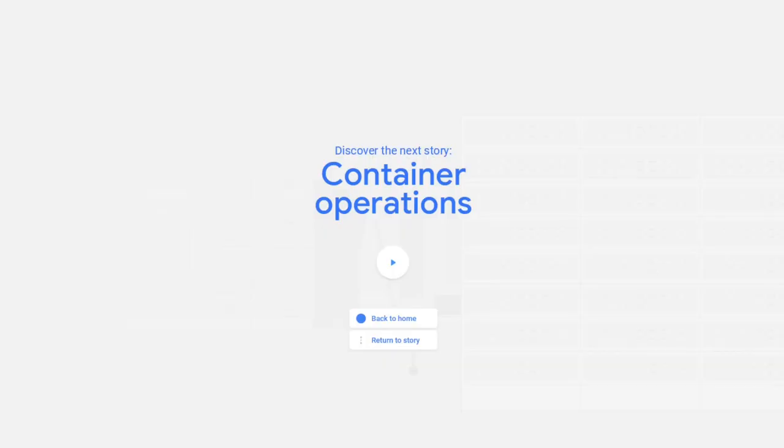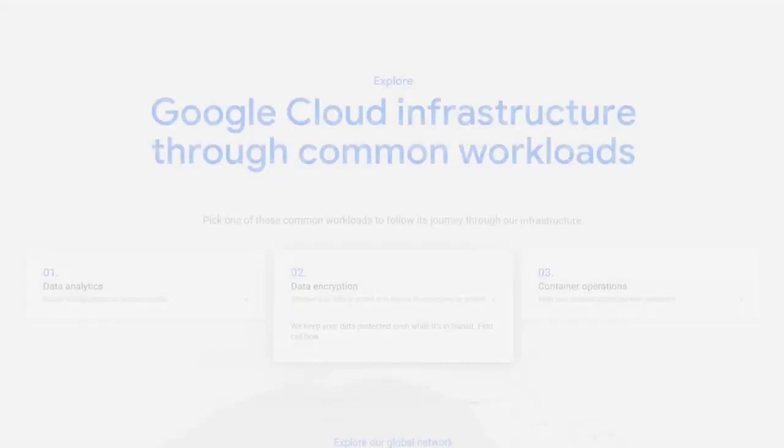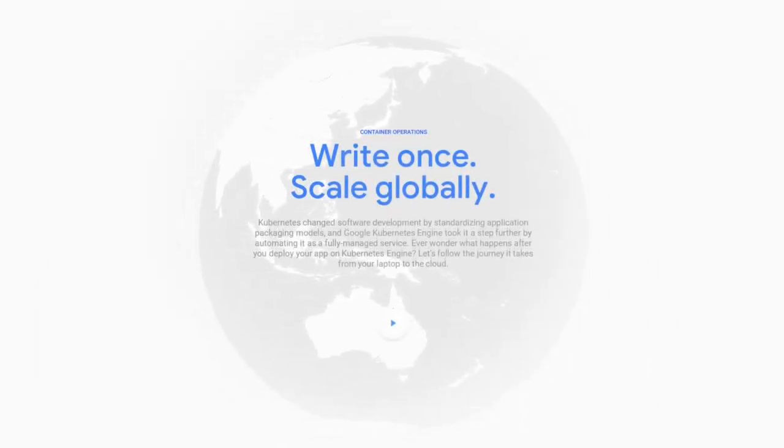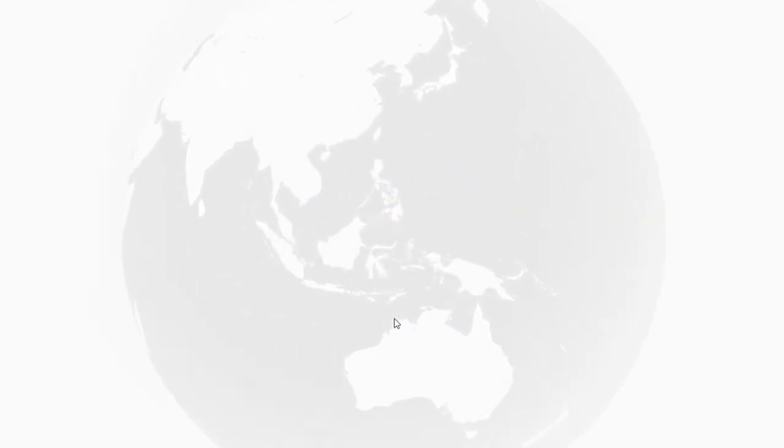In this video, we're going to take a look at the third installment of Google Cloud Infrastructure. Welcome to another Three.js website review. Let's discover the next story for this section. It's called Container Operations. Let's look at how these containers actually work. We've discovered how data is being analyzed and how it's being sent and how it's being protected. Write once, scale globally. Okay.